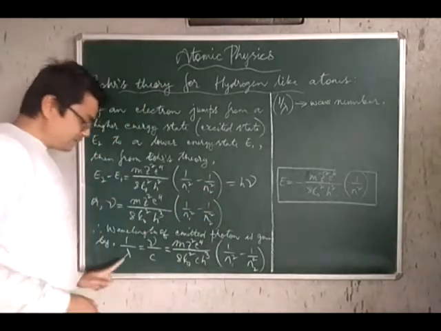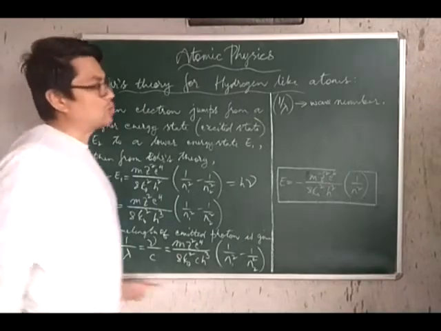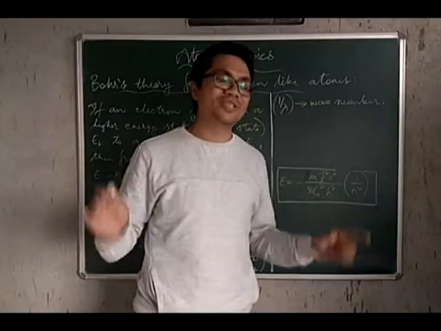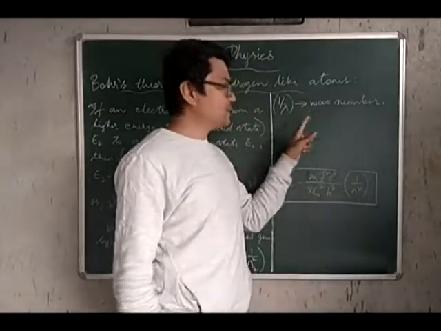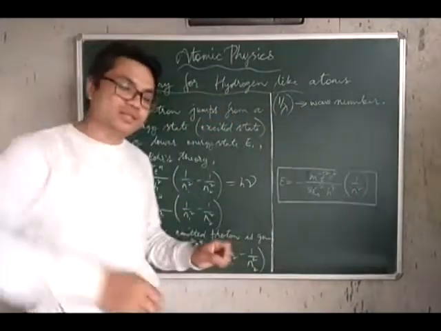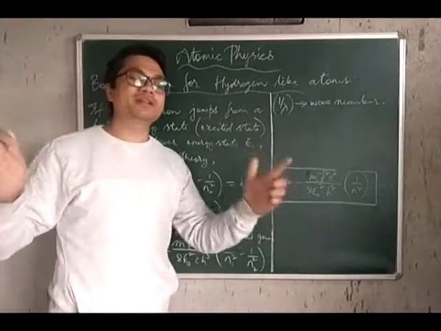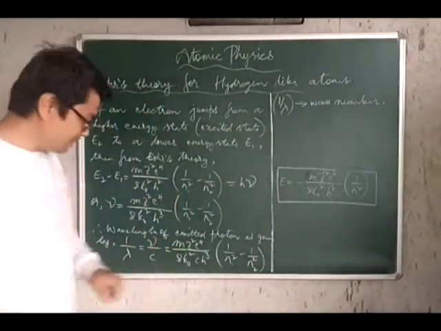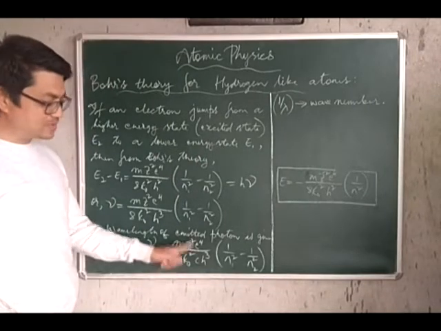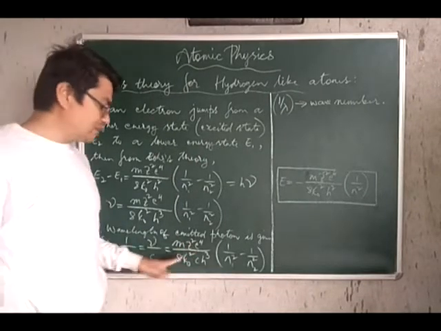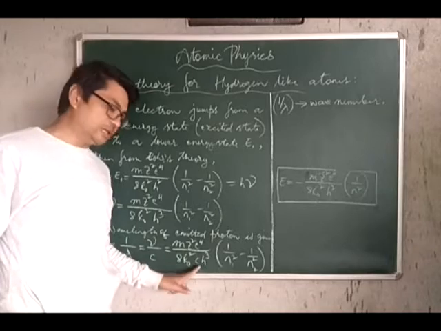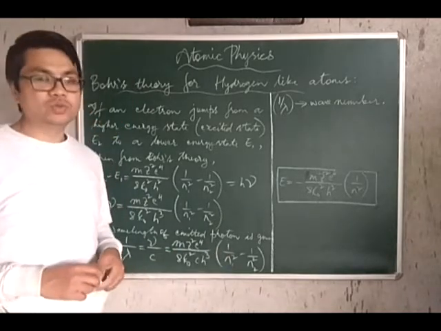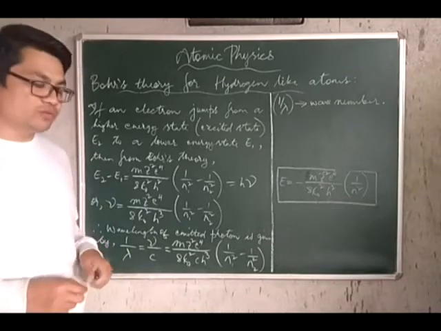And by the way, this inverse of the wavelength is also called wave number. That is the number of waves per unit length. So 1 by lambda is also called wave number, the number of complete waves per unit length. So that is what is called wave number, remember. So 1 by lambda is m z squared e to the power 4 divided by 8 epsilon naught squared c h cubed into 1 by n1 squared minus 1 by n2 squared. So this is your wave number.